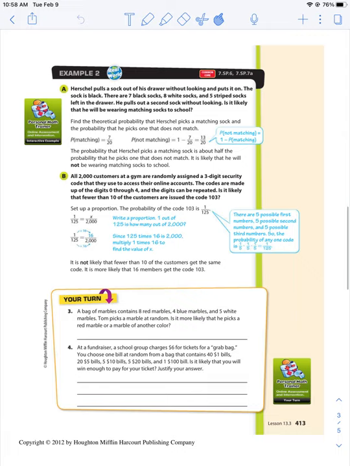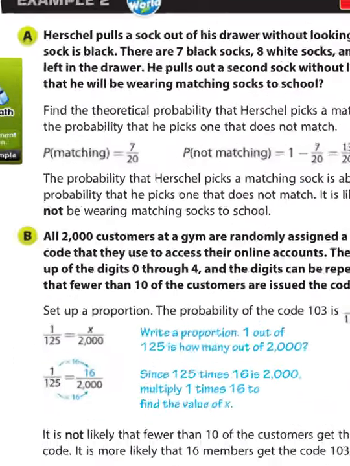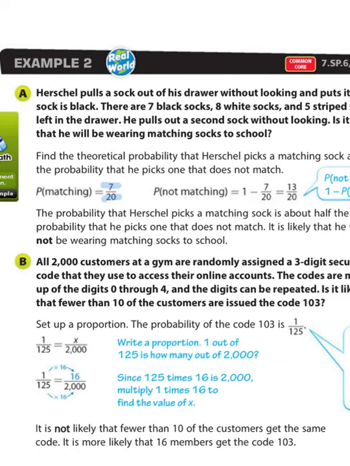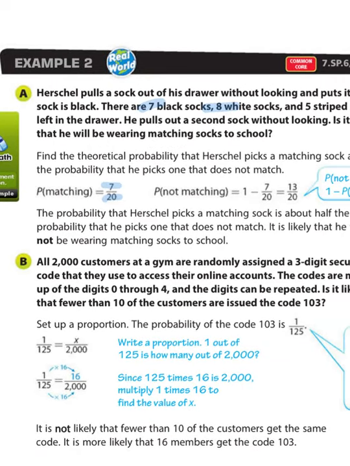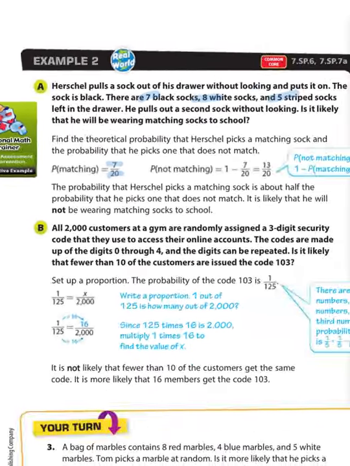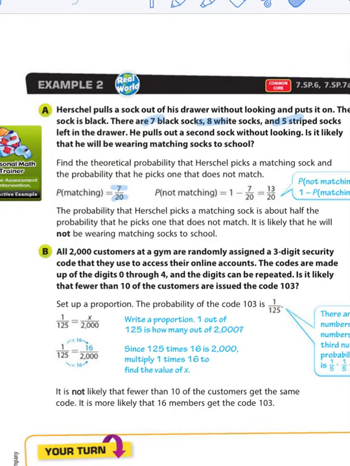So the probability that it's matching. Well, there are 7 black socks left out of 20 socks total. We got 20 by adding 7 plus 8 plus 5. That's 20 socks total in the drawer. So the probability that it's matching is 7/20. The probability that it's not matching, remember that's the complement, so we take 1 minus the probability that it happens. That's the probability that it doesn't happen.